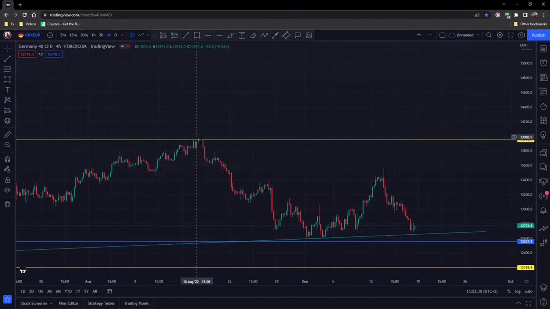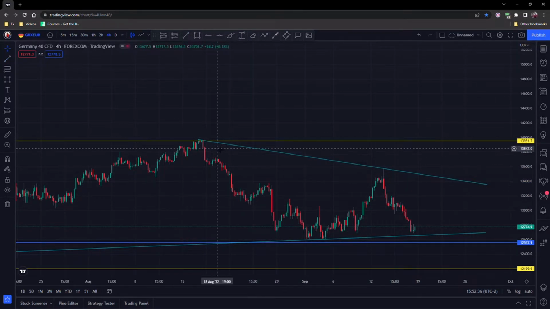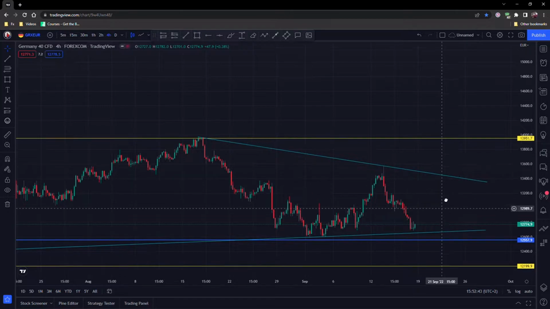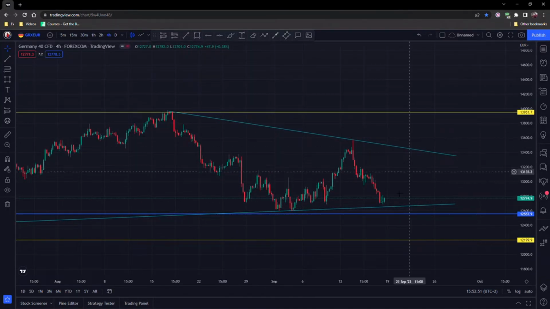We can look at this, which gave us our first touch and our second touch. And if we look at the market, if it was to rebound, we can look at it giving our third touch, confirming this. You can see that this would be a symmetric triangle as the market reaches that point.